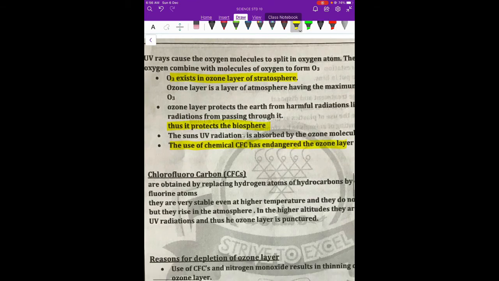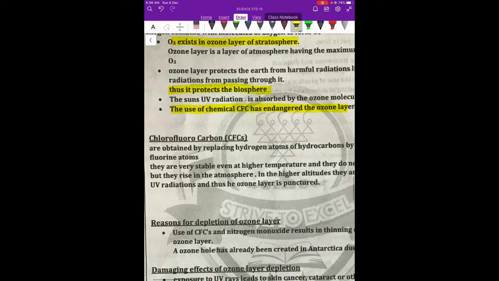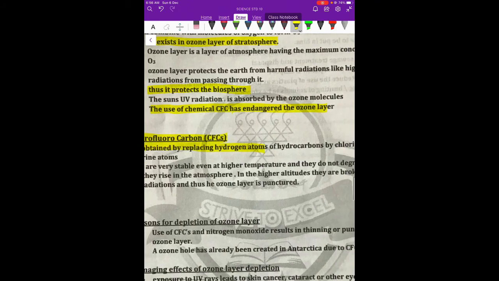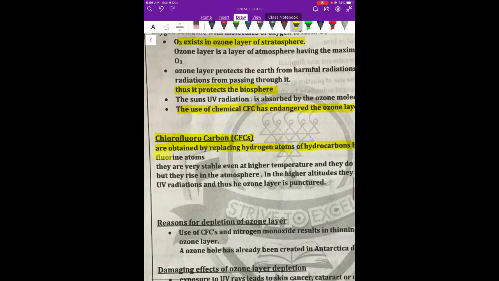So which are these chemicals which endanger the ozone layer? Those are called chlorofluorocarbons, CFCs. So what are CFCs? They are basically hydrocarbons where the hydrogen atoms are subsequently substituted by chlorine and fluorine atoms. So that is why it's called chlorofluorocarbons.